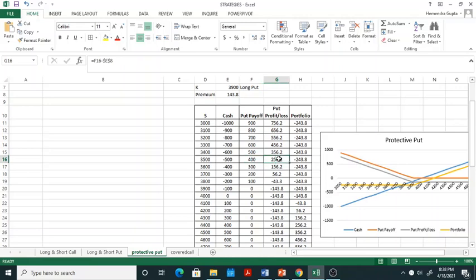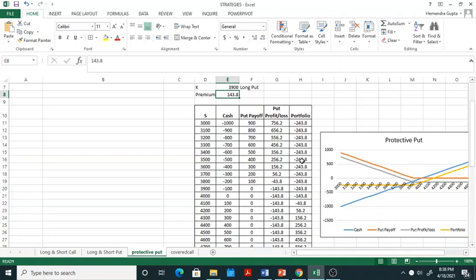My gain will be, I'll subtract the premium which I've paid for this put. So my net gain from the put will be 256.2, which is 400 rupees minus the premium I have paid. I've lost minus 500 rupees in my holding, and I have gained 256.2 from my put transaction. My loss is limited to minus 243.8.